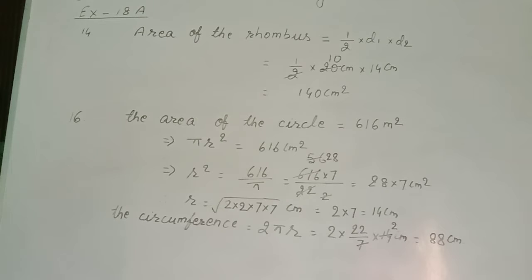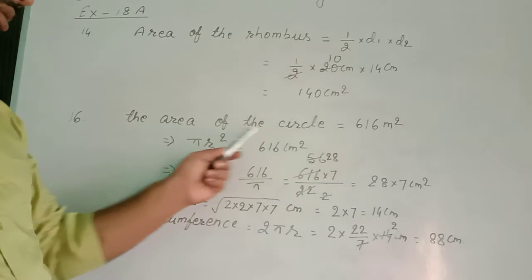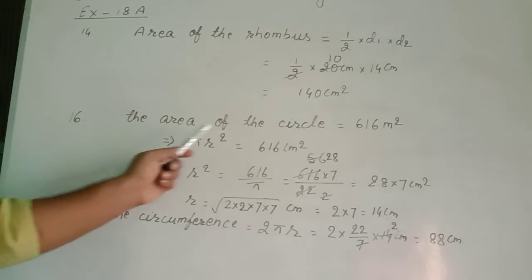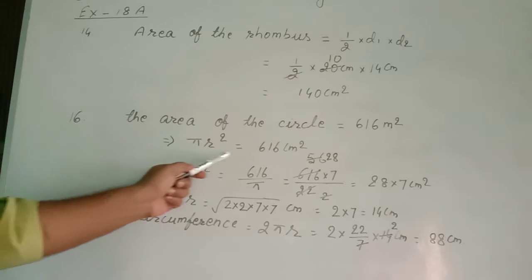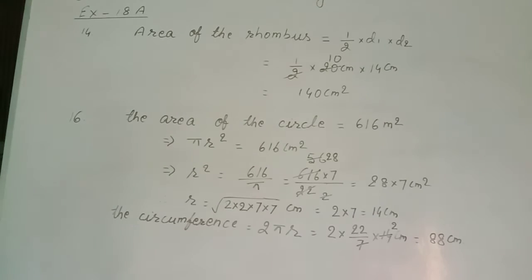In question number 16, we are asked to find out the circumference of the circle while the area of the circle is given. Area of the circle is equal to 616 meter square. So pi r square equals 616 meter square.